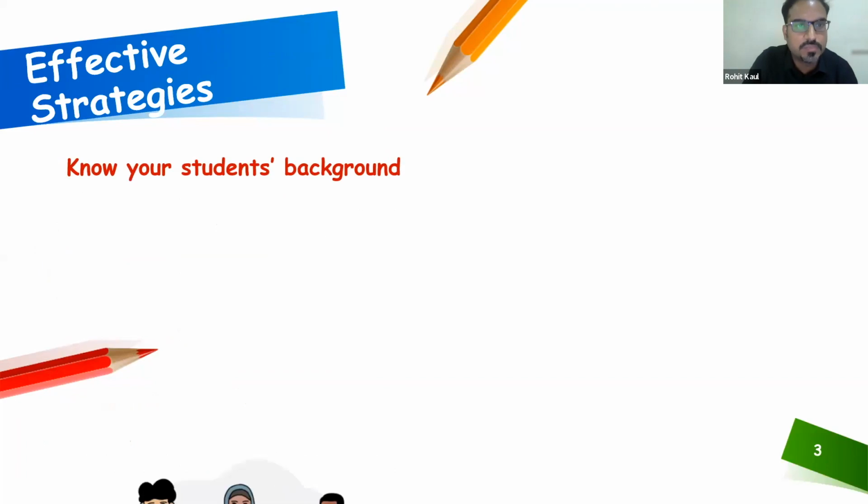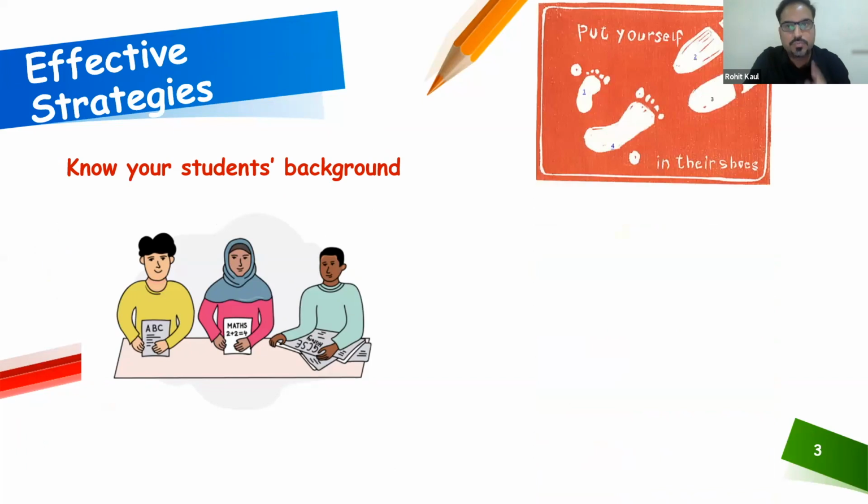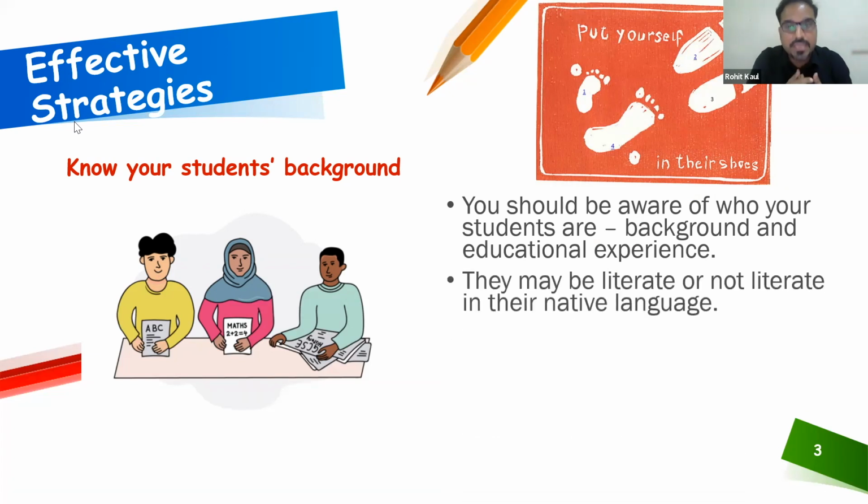Now let's move to some of the strategies. Knowing your students' background, I believe, should be the foremost area, or one of the foremost areas, that an educator must focus on. You should know your students' background, where they come from, which culture they come from. You should be aware of their educational experience, what their educational attainment is, how much education they have acquired so far. They may be literate or illiterate in their native language.